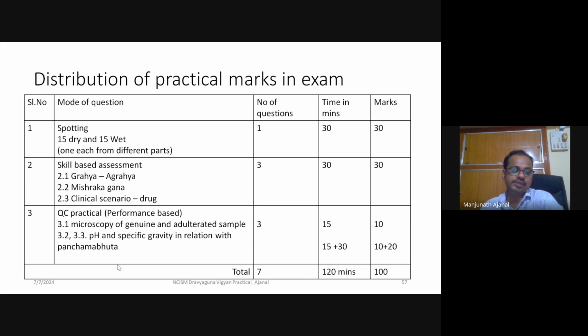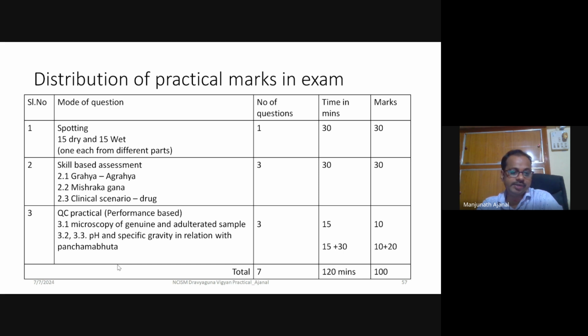And Mishraka Ganas: they also give some set of drugs and the student needs to identify the Mishraka Ganas among the set of dravyas. Or a clinical scenario, Ekamulika Prayoga: you give the mass application and they can plan for the treatment.